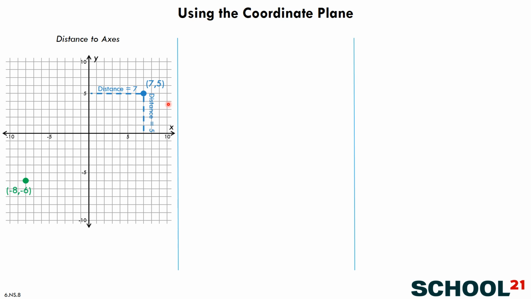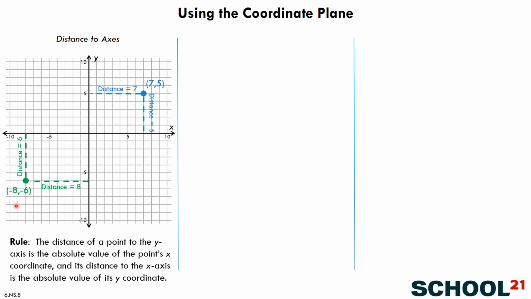Let's look at another point down here. -8, -6. What would be the distance to the x-axis? Not negative, but it's just 6. 6, right? Okay. And then the distance to the y-axis? 8. 8, good. So here you kind of took out the negatives, right? Or else I guess another way to say that would be you took the absolute value of those values? Yeah. Okay, so good.